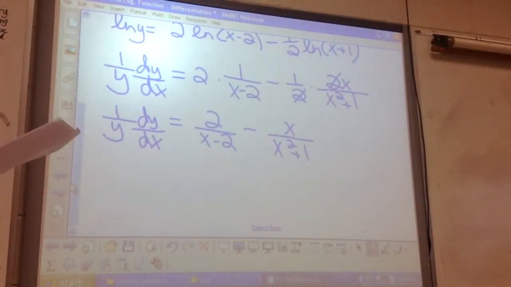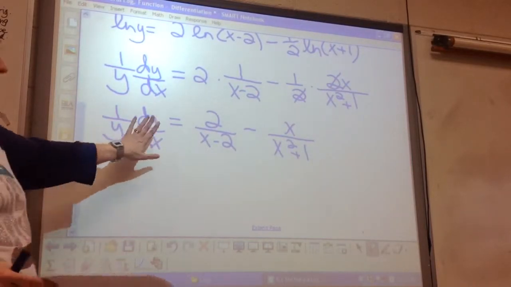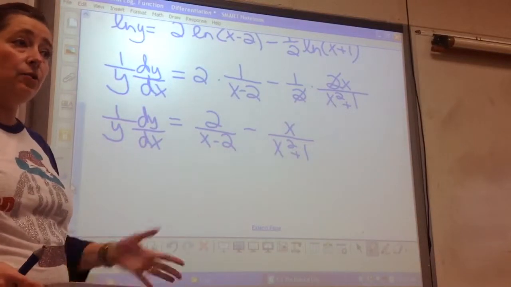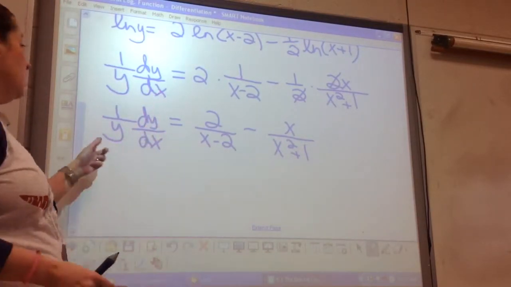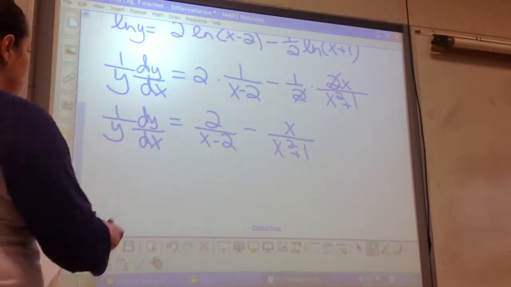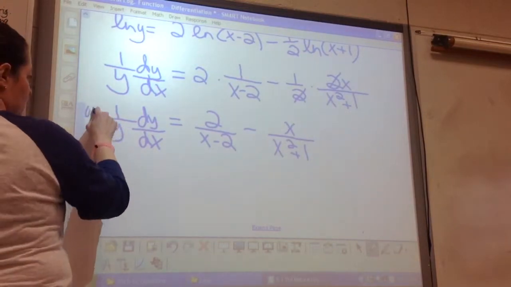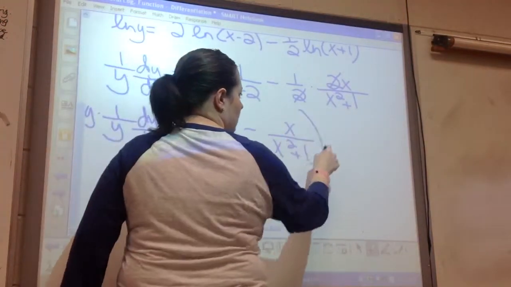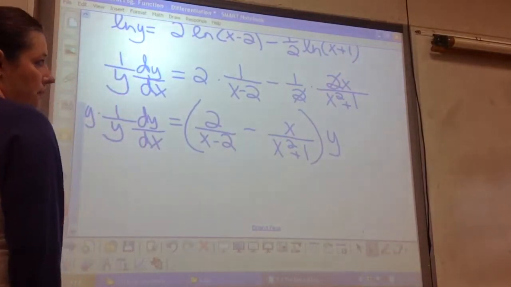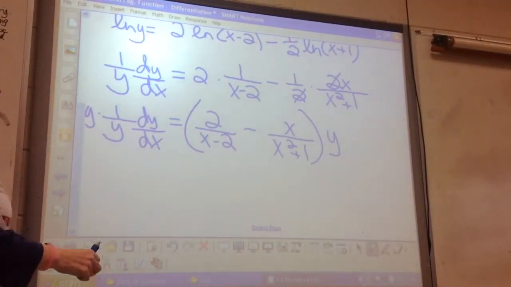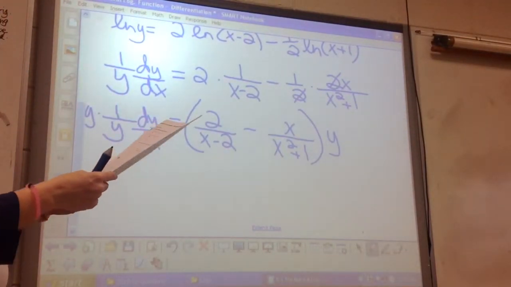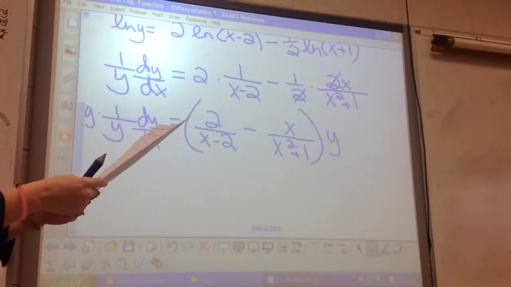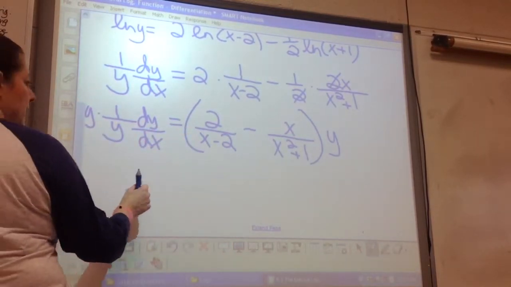Alright, now let's clean this up before I tell you where we're going next with this. So we got 2 over x minus, the 2's go away, that's good, x over x squared plus 1. So not too bad. Now, we are wanting the derivative here. So we want dy dx by itself, just like before, same idea. So multiply by y on both sides to get rid of this: y times that, y times that. Do we distribute that? No, leave it for now.